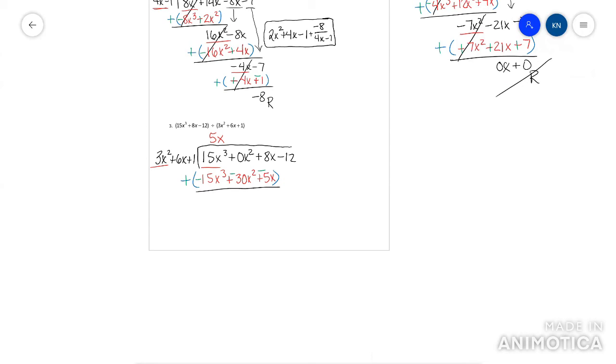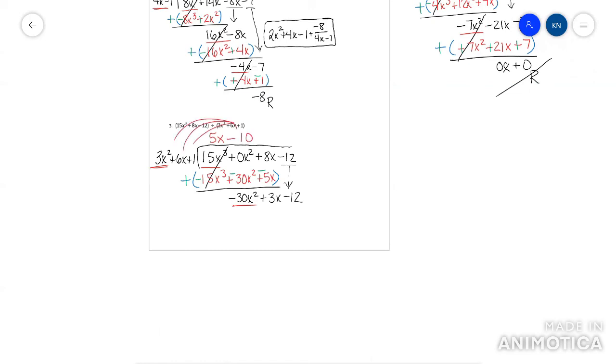Then you can combine. The x cubes cancel. 0x squared plus negative 30x squared is negative 30x squared. 8x plus negative 5x is 3x. And then you drop your last term, minus 12. And you're ready to repeat. First term divided by first term. Negative 30x squared divided by 3x squared is minus 10.